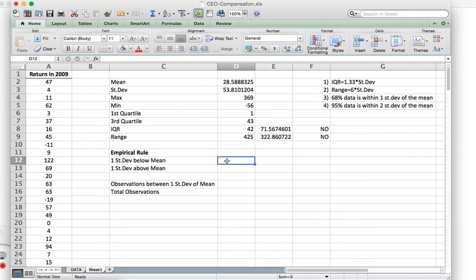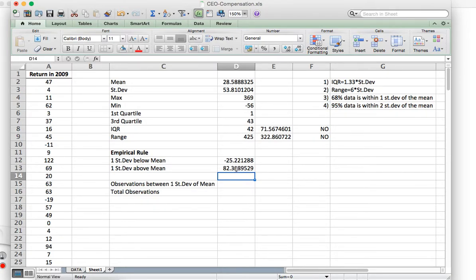To find the value that is 1 standard deviation below the mean, you just use the usual formula, which is mean minus 1 standard deviation. So that's a negative return. Some value here, somewhere here, lies 1 standard deviation below the mean. Next, the value that is 1 standard deviation above the mean. So that's mean plus standard deviation. This is the value 1 standard deviation above the mean.